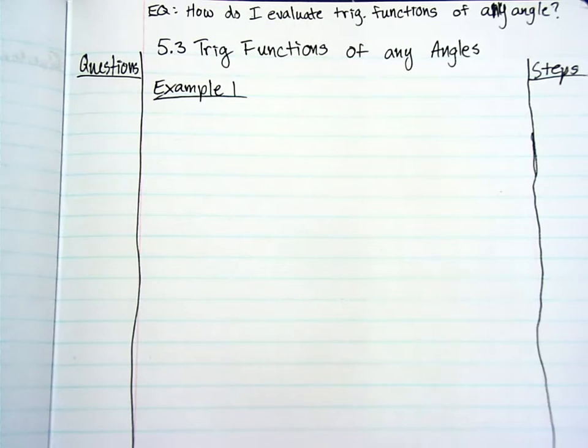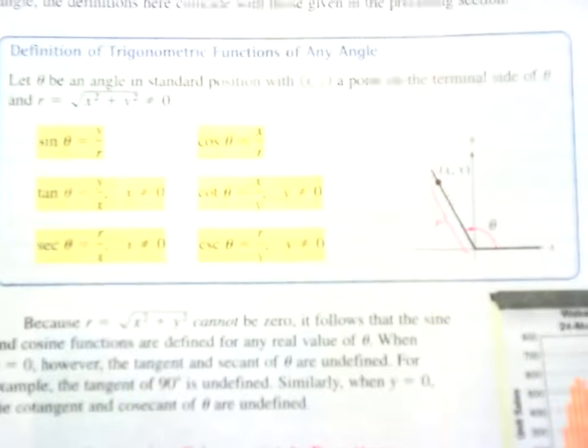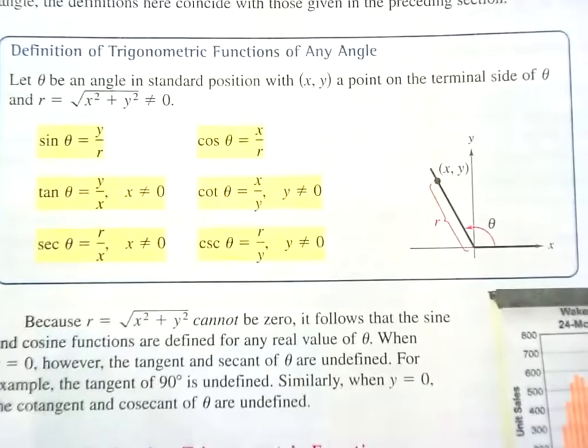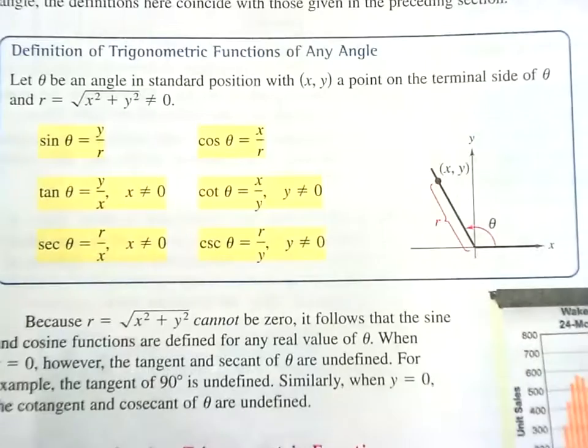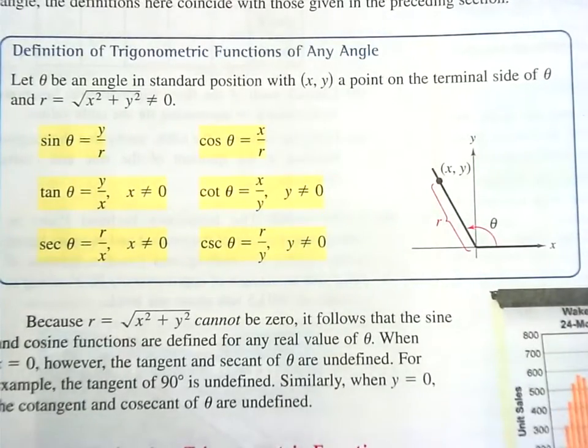Okay, so today we're going to start with 5.3, trig functions of any angles. And the essential question is, how do I evaluate trig functions of any angle? First thing that we need to copy down is the definition of trig functions of any angle. I believe you guys may have copied this already, but let's go ahead and copy it again into our notes, because this is going to be essential for calculating all of the different trig functions of different quadrants.